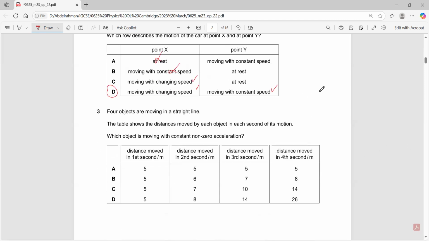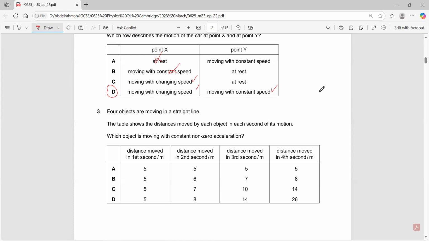Four objects are moving in a straight line. The table shows the distances moved by each object in each second of its motion. Which object is moving with constant non-zero acceleration? Non-zero acceleration means that it's increasing, right? The speed is increasing.